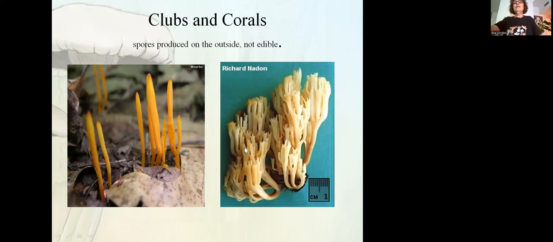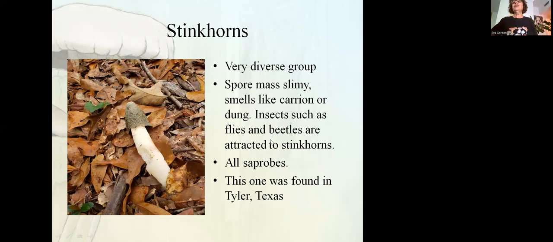These are the corals, very beautiful, with spores produced on the outside, usually not edible, but they look like corals. Stinkhorns, a very diverse group. There are a lot of stinkhorns here in North Texas, so eventually you'll see one. But before you see it, you'll probably smell it. It smells really, really bad. It smells like a dead decomposing body, which attracts flies and other insects, and that helps spread the spores. They're all saprobes, so they're all digesting something, litter or something that's on the ground. This one I found in Tyler, but people have found them in this area.